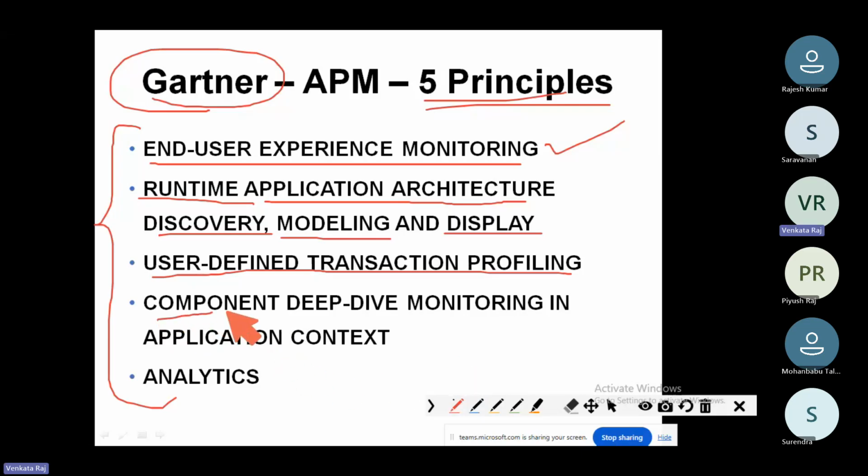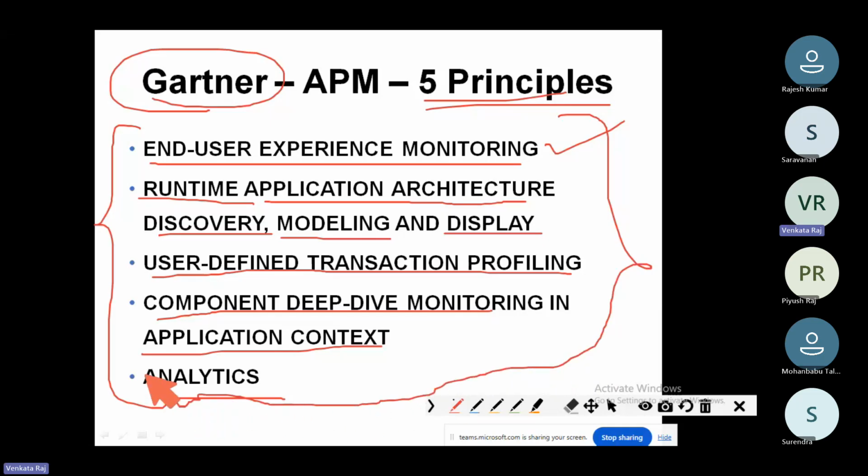Component deep dive monitoring in application context. So the application will have different components, database, services, right? So monitoring those components also is very, very critical, guys, whether the APM tool is able to do that or not. And then analytics, how the reports are generated in the tool, how it is producing the data. Okay. So based on these 5 principles, Gartner evaluates the APM tools.